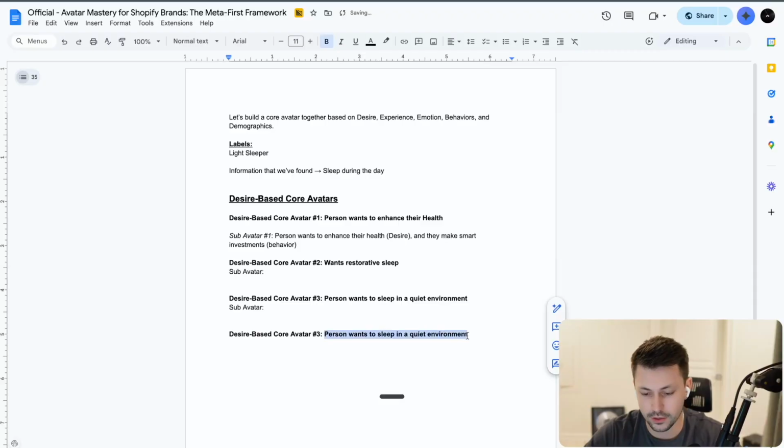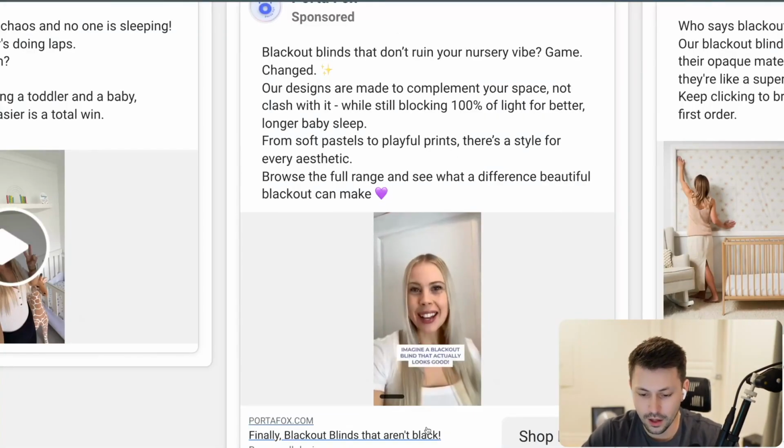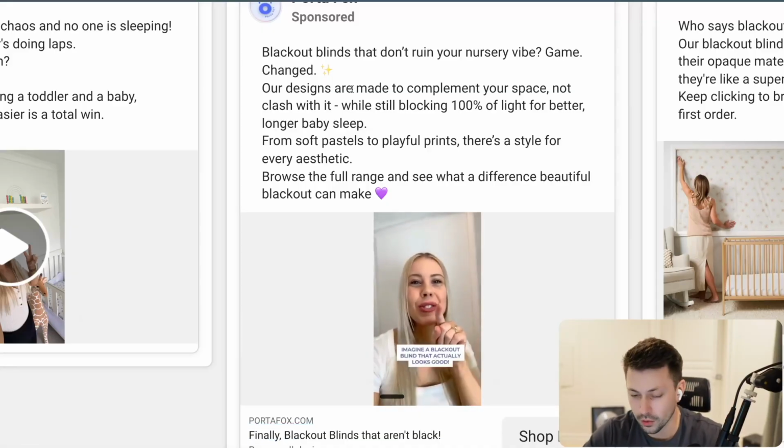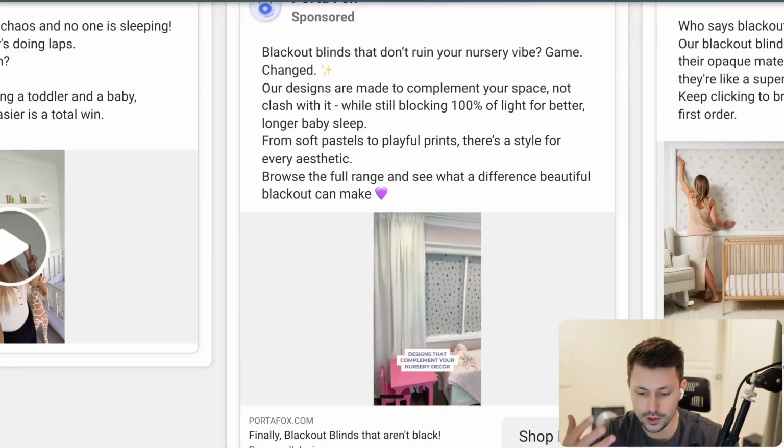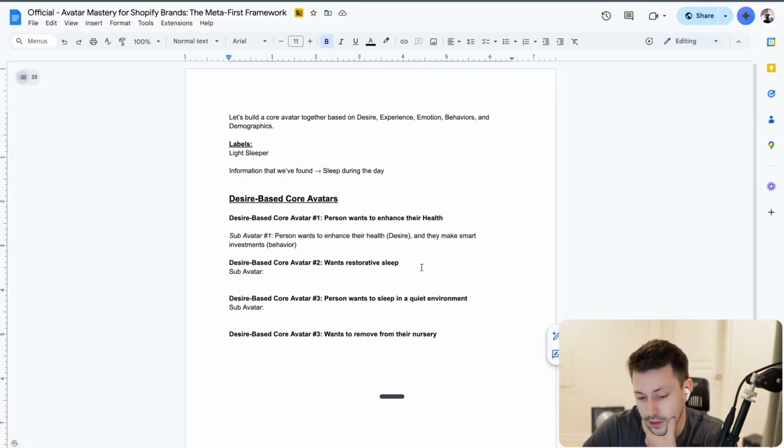So it's desire based: someone who wants blackout blinds, literally just wants the product, or wants to remove light from their nursery. So specific, right? Think about how specific that is. And the angle they're running is the design factor, how a lot of blackout blinds just don't look good. So that's another concern people have: a blackout blind that is cute and looks good, right?